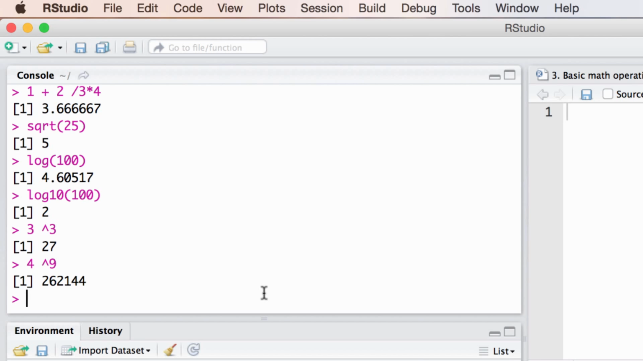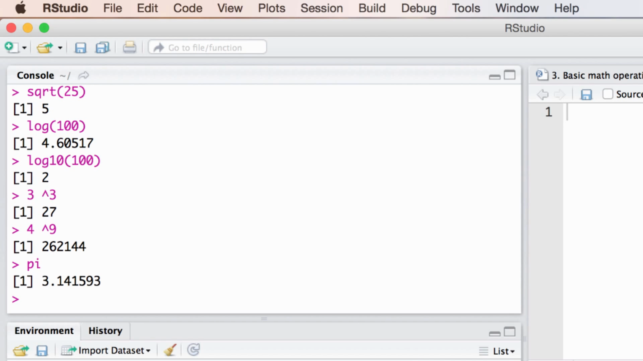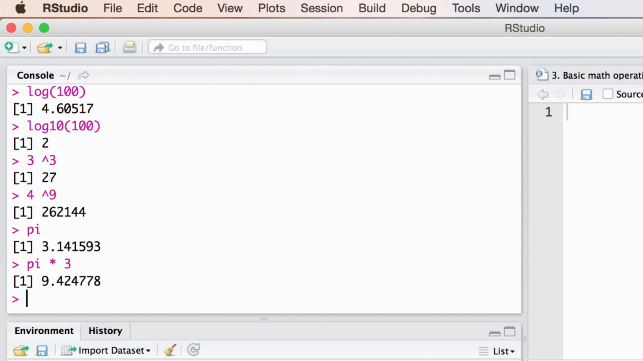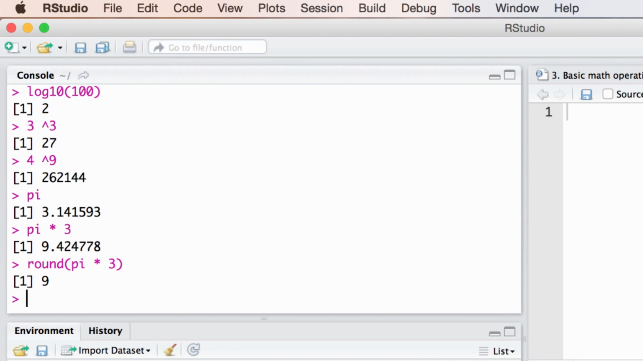R has the value of pi built into it, so if I type pi, it will give the value of pi to a certain 6 decimals. If I do pi times 3, that gives 9.42. But if I want to get the lower part, that is only the integer part of the 9.42, I can just round it down and that will give me 9.